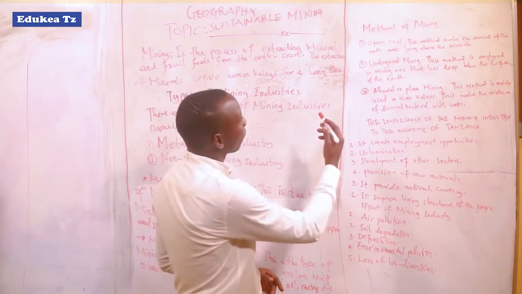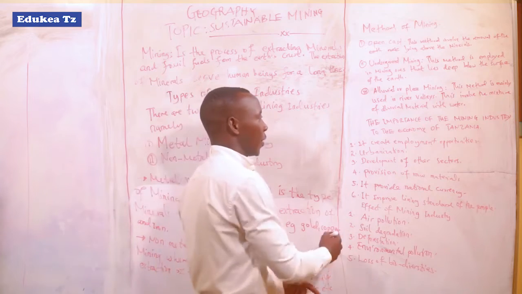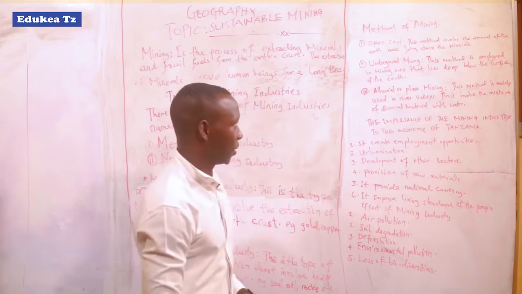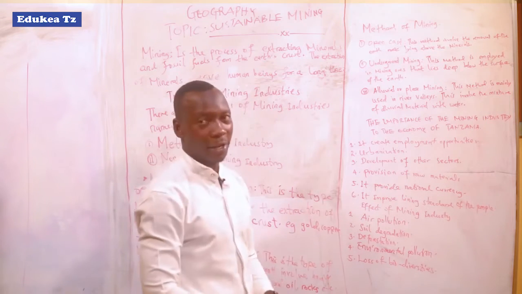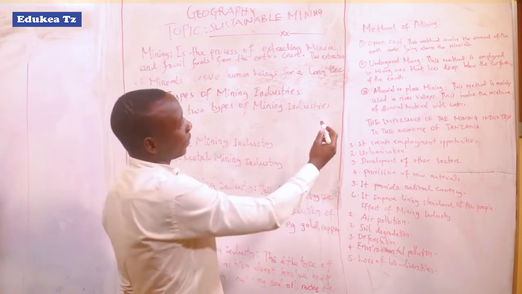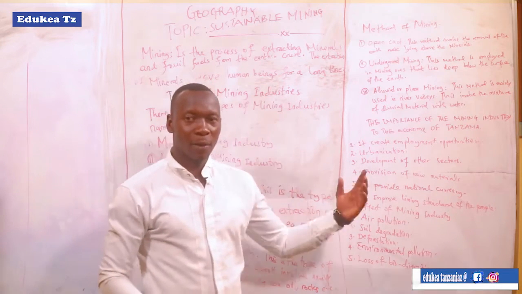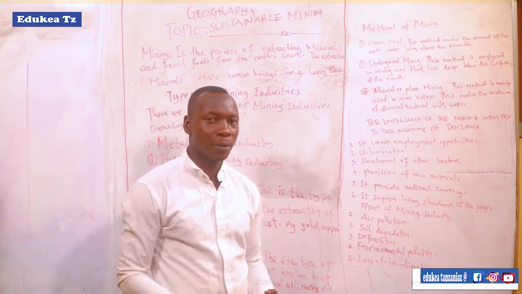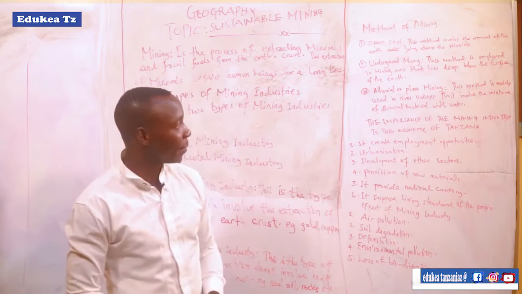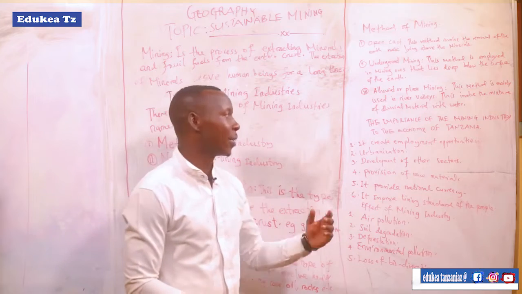So the methods of mining industry are classified into three ways. The first is open cast mining industry. This method involves the removal of the earth's rock lying above the minerals. Open cast is one of the methods of mining industry, whereby the rocks above the minerals are removed so that the minerals can be found in a simple way.